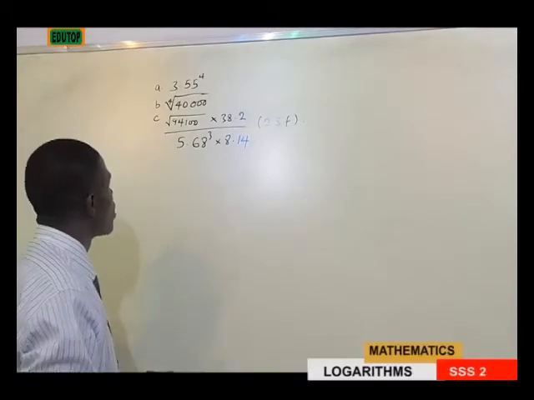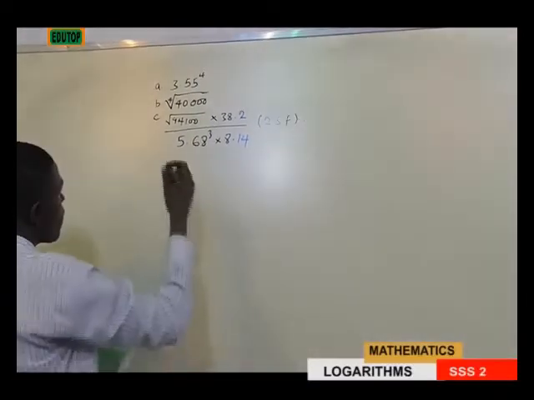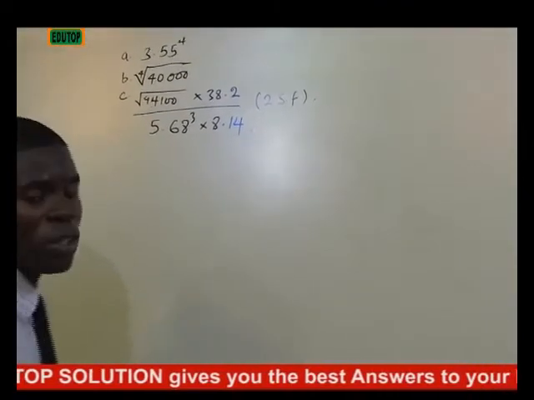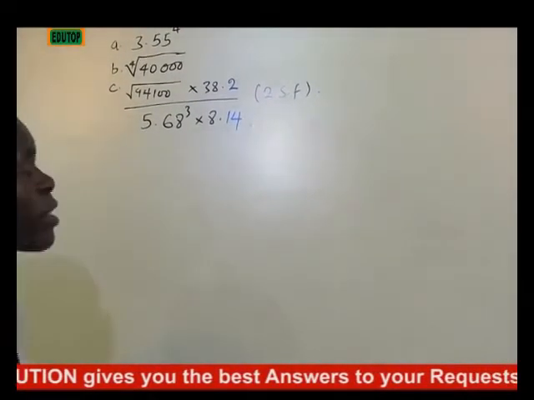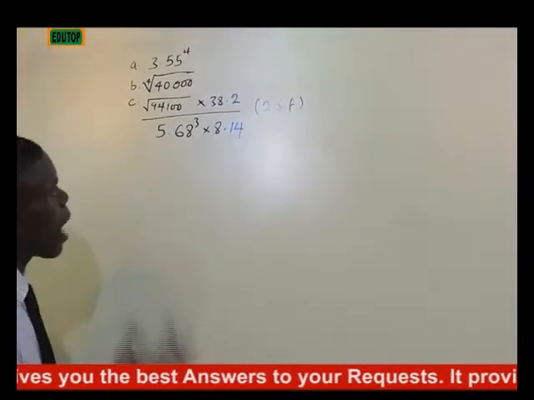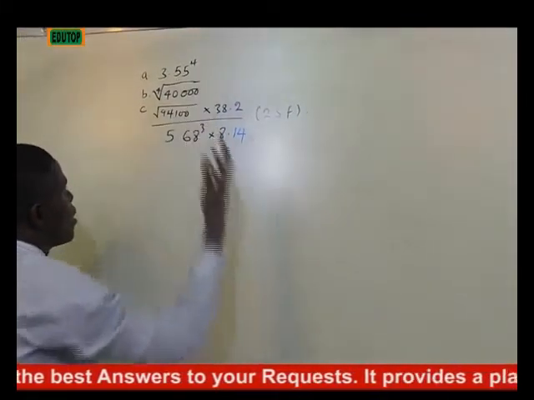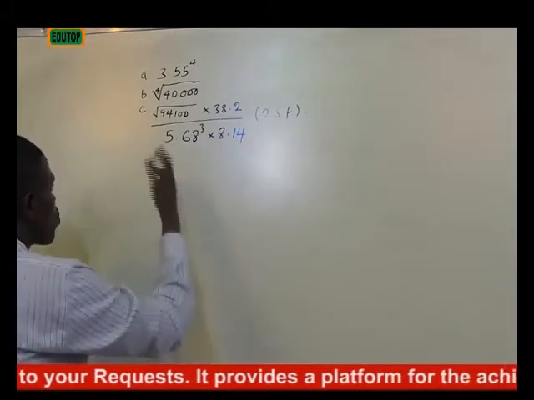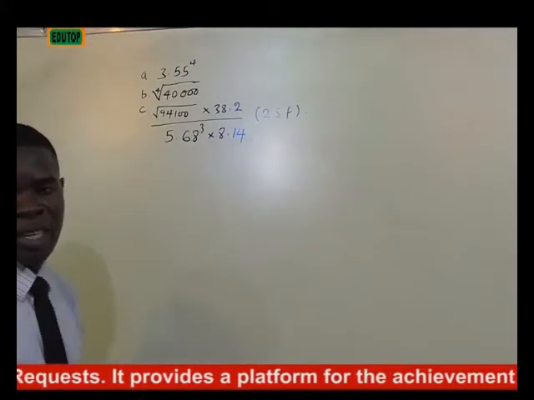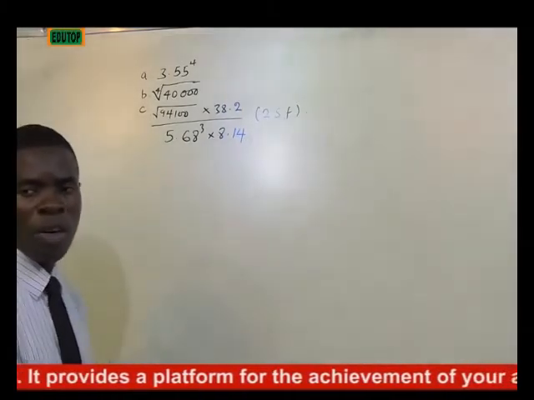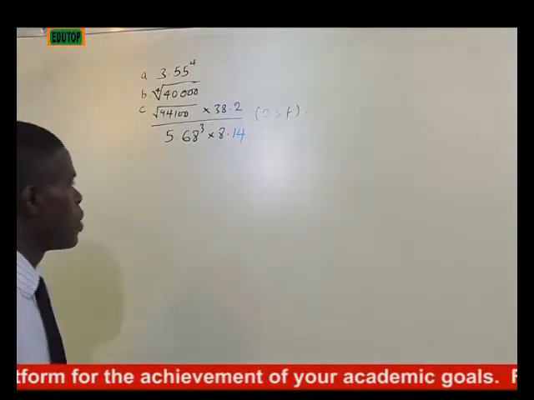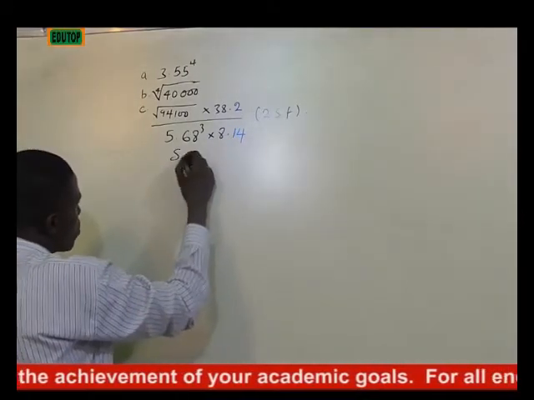So, solution now. The difference between this one and the previous one done is that this one comes with power. This one has power of 4, while this one is fourth root, and this one is square root. So there is another unique way of solving questions that has to do with roots and power. So the first one now, solution.